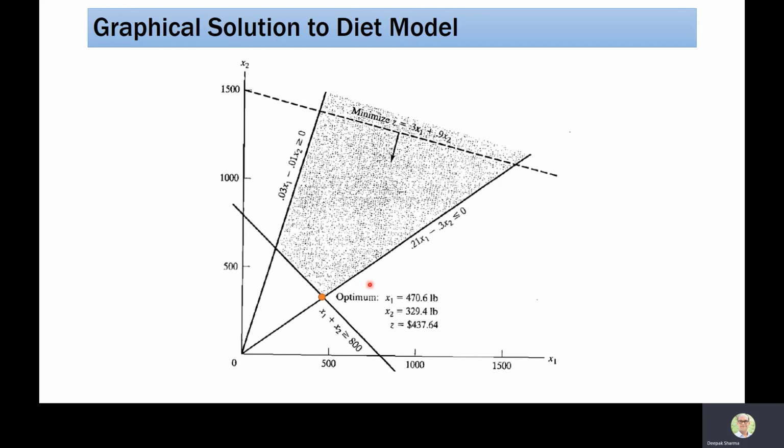How can we find the optimum solution? You remember that in the previous example, which was a maximization problem, we started from 0 and we were moving away from 0. The given problem is a minimization problem, meaning that we have to move towards the origin. So we are moving towards the origin, and when we are moving, we are trying to find out which is the last corner point. In this case, it corresponds to this particular point, and that is the optimum solution for the given problem.